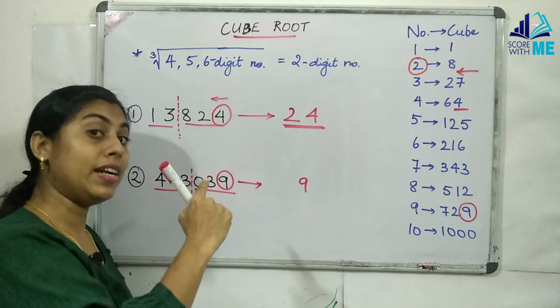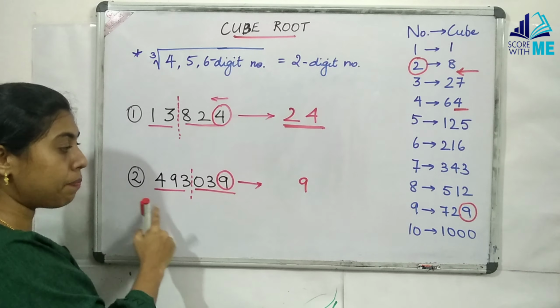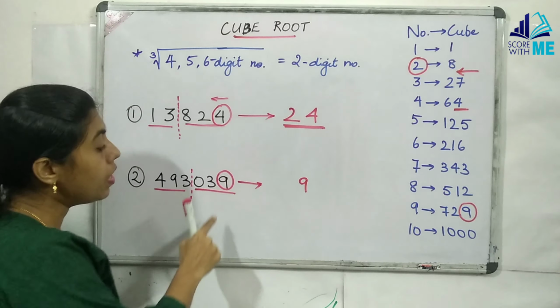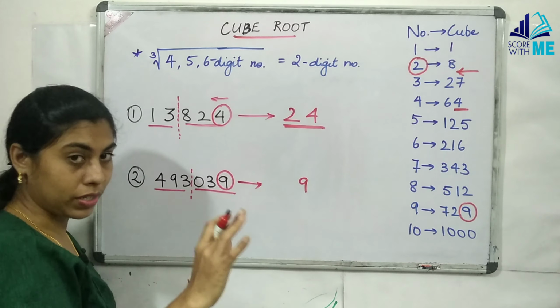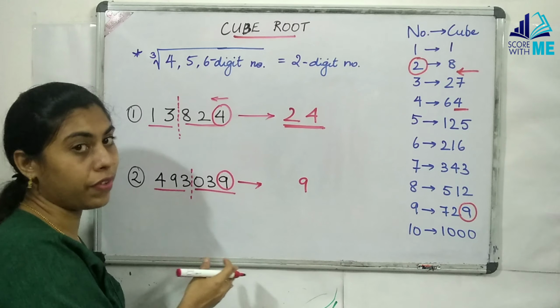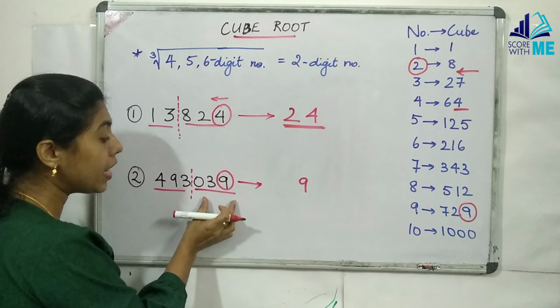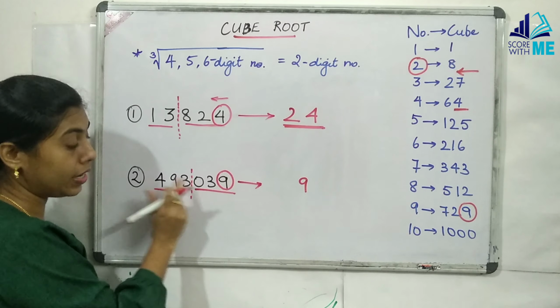Now we need to find the tens place. We have the second part. For the first part, seeing the unit digit is enough. Rest 2 digits we can omit. They do not have any significance in finding the cube root. Only the units digit matters. Getting into the second group, 493.